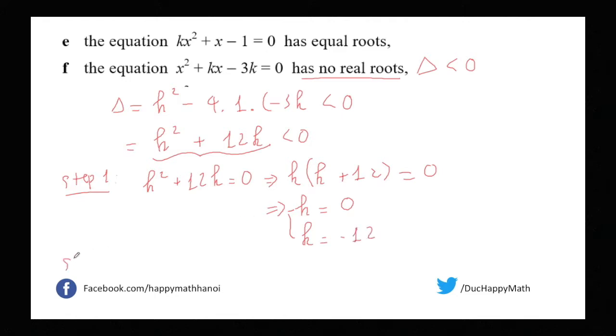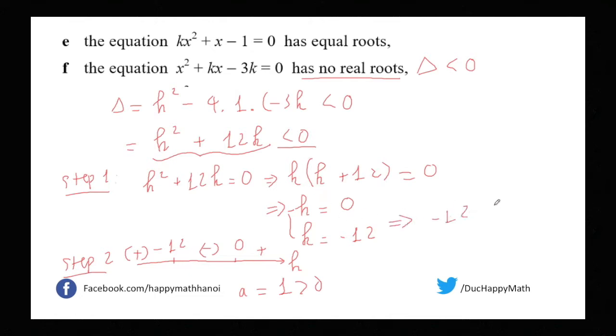In step 2, we place the values of k on the x-axis: -12 and 0. The coefficient of the second degree term is 1, so this side is positive, this side is positive, and the middle interval is negative. I want the negative interval, so I take -12 less than k and k less than 0.